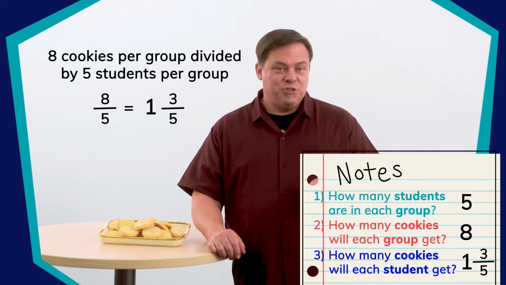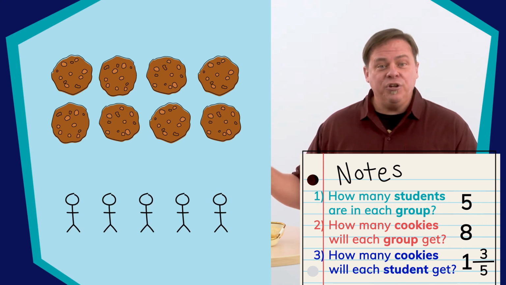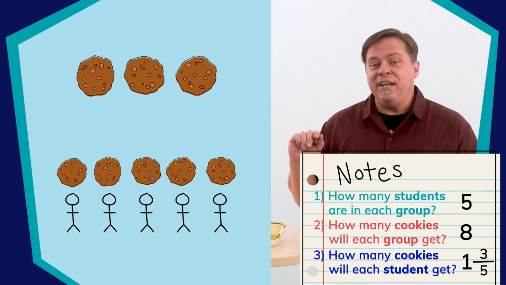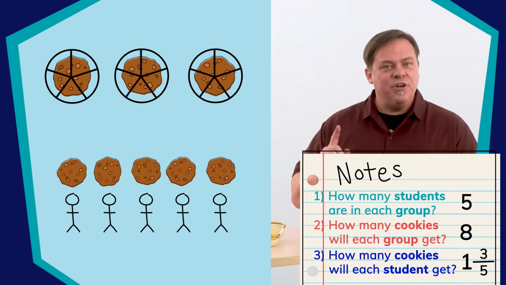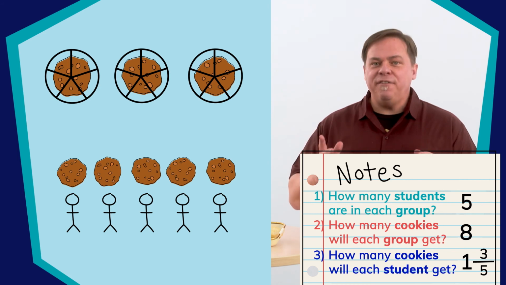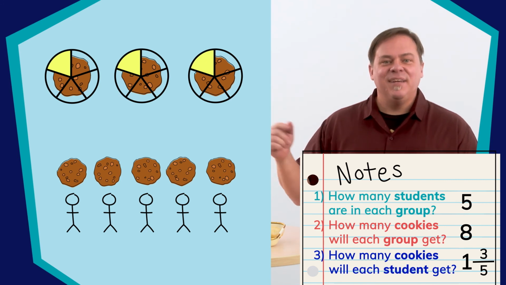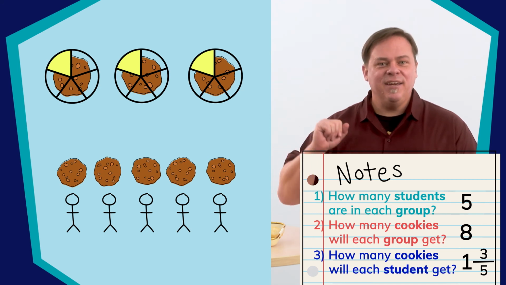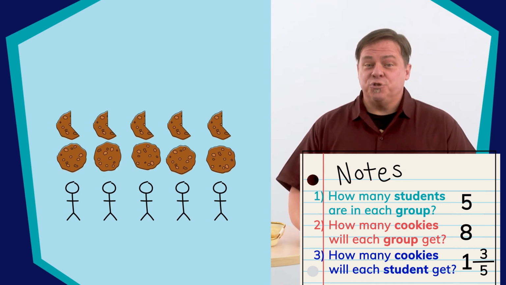We can check our math by drawing a model. Here are my 8 cookies for the group. I can give a whole cookie to each group member like so. I'll divide the remaining cookies into 5 parts each. Now, when I want to give those out, each group member gets 1/5 of the first cookie, 1/5 of the second cookie, and 1/5 of the third cookie. That's a total of 1 whole cookie plus 1, 2, 3 fifths. 1 3/5. Sometimes drawing a picture really helps me understand the problem.